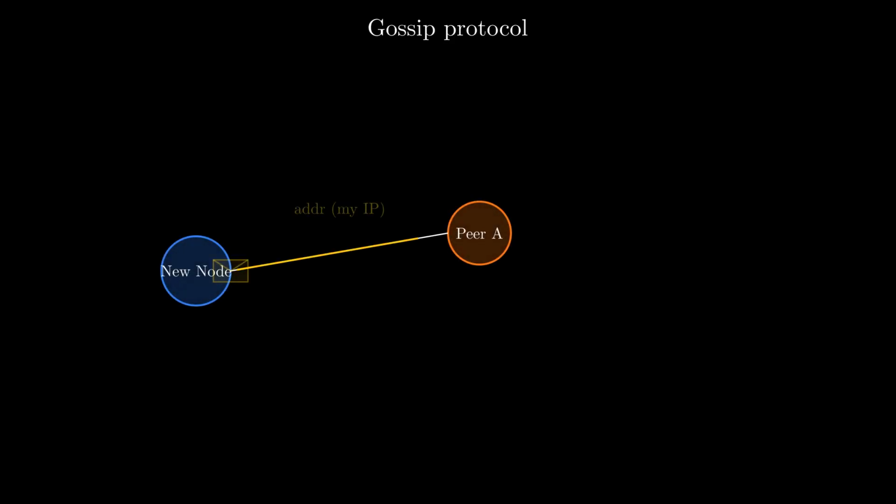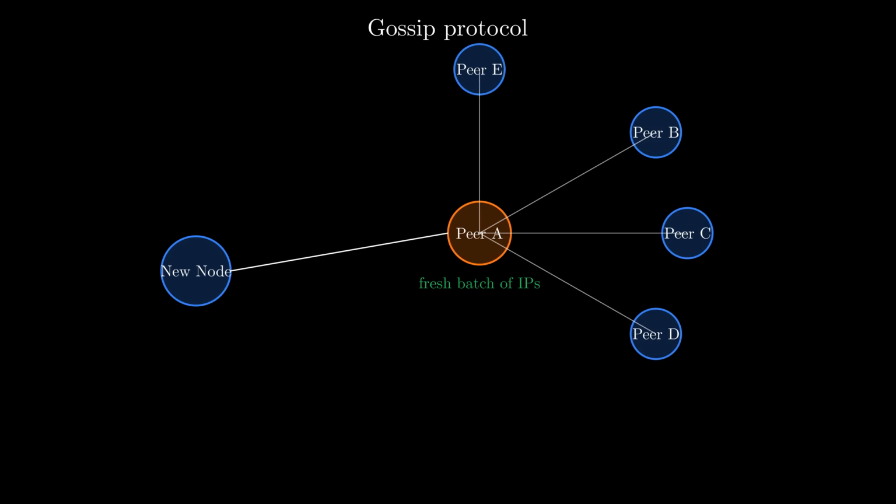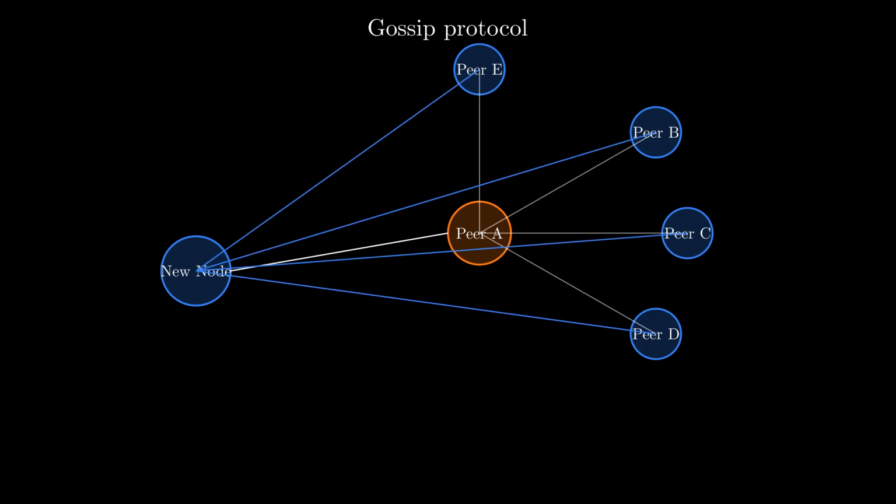One peer isn't enough. The new node now sends an addr message announcing its own IP so others can find it, then sends getaddr to ask its peer for more addresses. The peer replies with a fresh batch of known nodes. Repeat with each new connection, and within minutes, a single bootstrap link blooms into a mesh of 8 or more peers. This is gossip. Information spreads peer-to-peer with no coordinator.